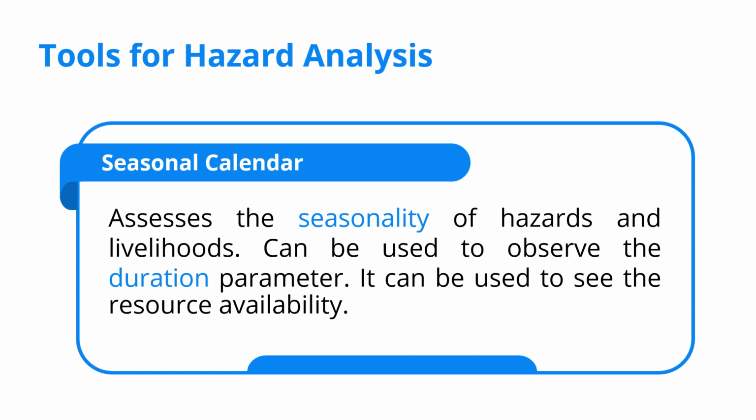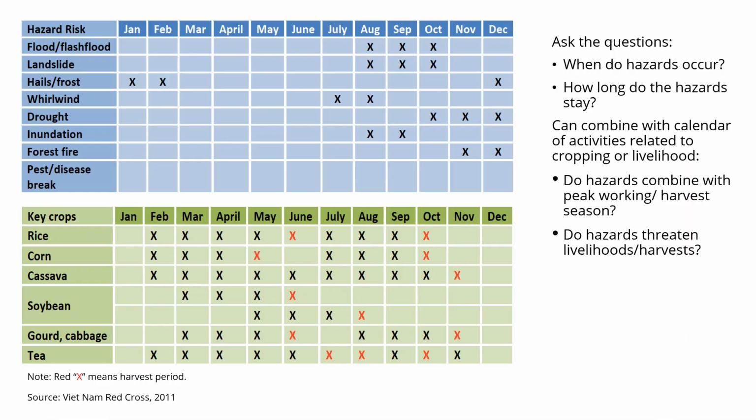It basically assesses the seasonality of hazards and livelihood. This can be used to observe durations and parameters, and it can also be used to see resource availability. Again, this is a table format where we can list out the different hazards and the month that the hazard occurred, and also the impact of the hazards on the livelihood. So from this table, you can see there's more focus on agriculture, so the impact of the different hazards on the different crops. And in order to get this kind of information, we can ask these potential questions.